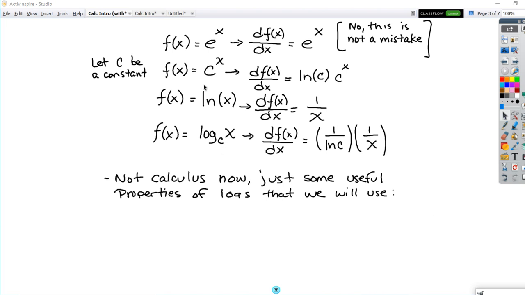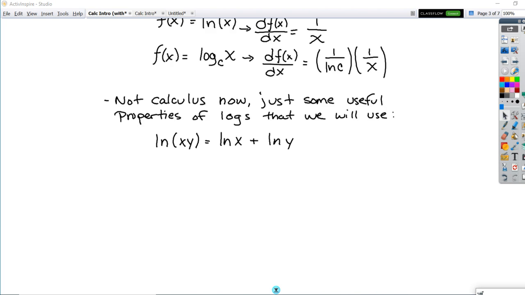Alright, so there we have some calculus rules for logs and exponentials. But now let me review some other useful properties of logs that we will need to use. The natural log of x times y is the same thing as the natural log of x plus the natural log of y. The natural log of x divided by y is the same as the natural log of x minus the natural log of y.